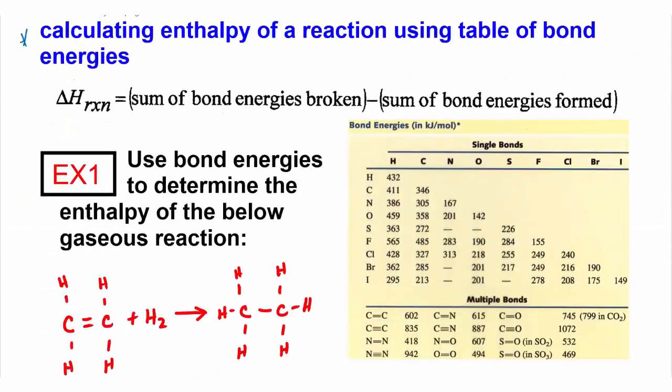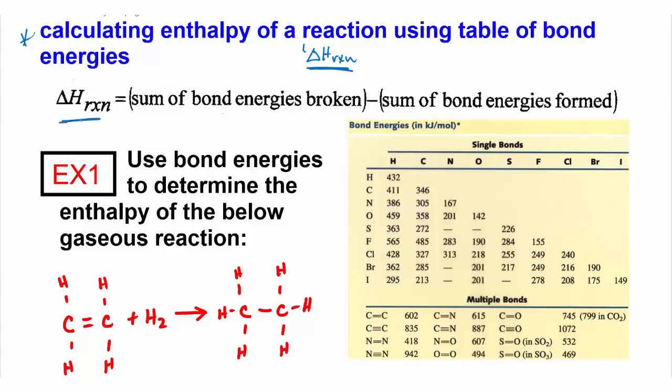Okay, one more topic. Let's calculate the enthalpy of a reaction. Remember that's symbol delta H subscript RXN, using tables of bond energies. We already have multiple ways to get the enthalpy of a reaction. This is just one more way.